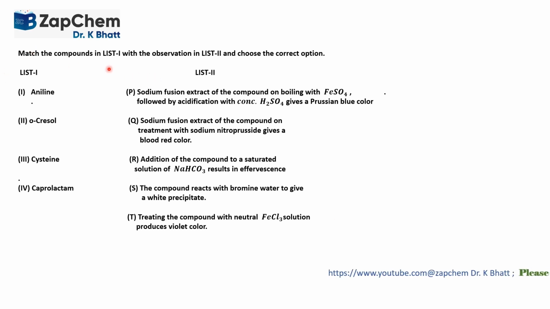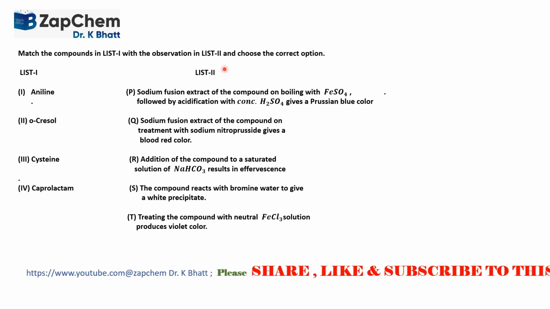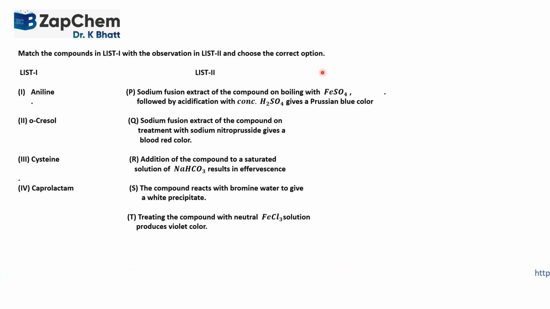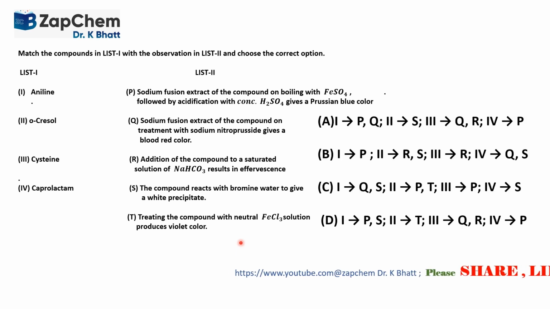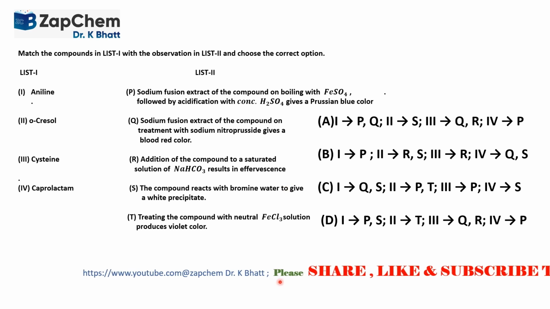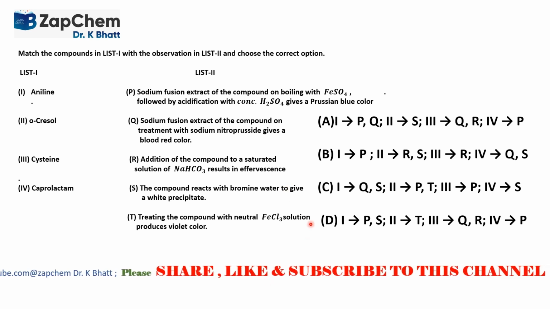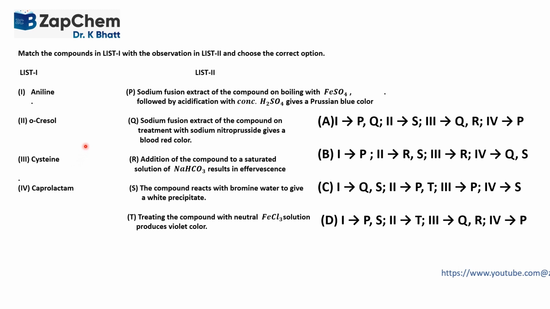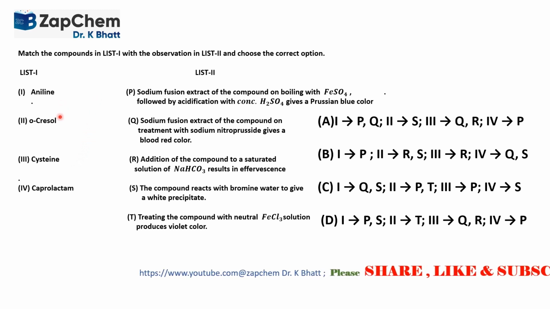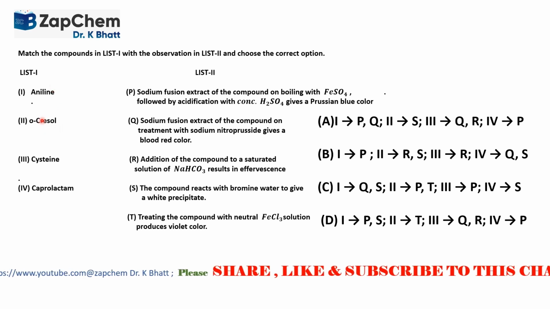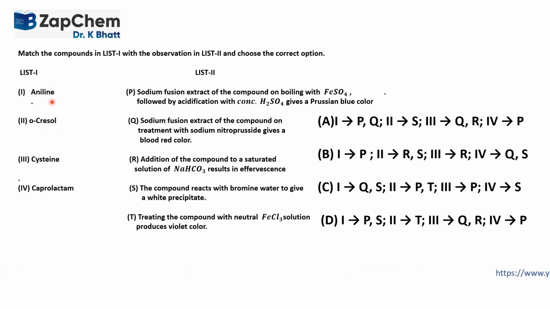Match the compounds in list 1, here is the list 1, with the observations in list 2 and choose the correct option. And here is the option given. 4 options are given and which is the correct option we have to find out. Now, in such cases, what we need to do is to observe carefully the list 1. List 1 consists of aniline, orthocresol, cysteine, and caprolactam.